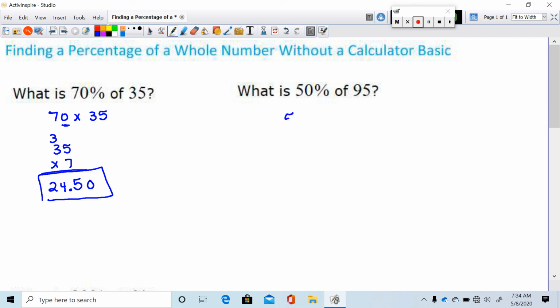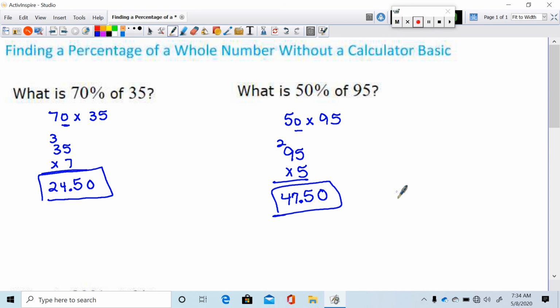So you just go ahead and multiply these. 50 times 95. Because of the trailing 0, I can leave it out for now while I multiply. So 95 times 5, 5 times 5 is 25. Carry the 2. 9 times 5 is 45, plus 2 is 47. Write down the trailing 0 that you had. And because of the percent, you go 2 numbers over from right to left, and 47 and a half is the answer to that one.